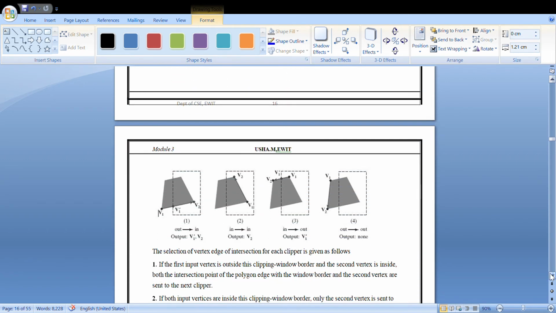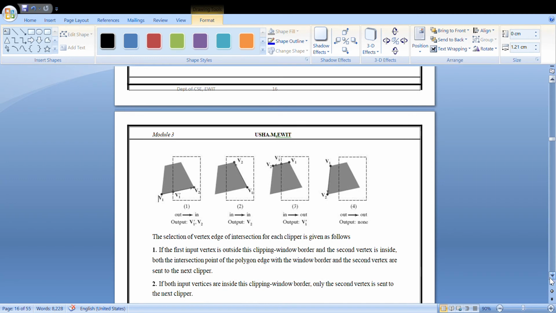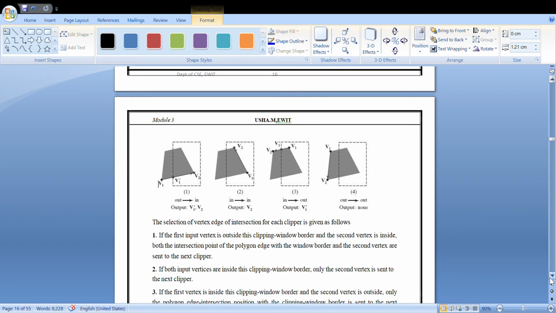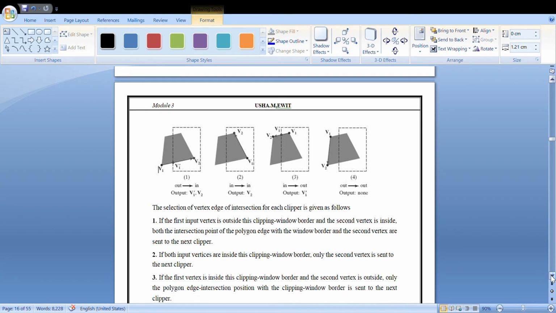So look into this example. If you understand this example clearly, it should help you understand the algorithm. This is a polygon which has four edges. Here your dashed line is specifying your clipping window. Now if you start performing the clipping, the order in which you will start is from the left clipper onwards.